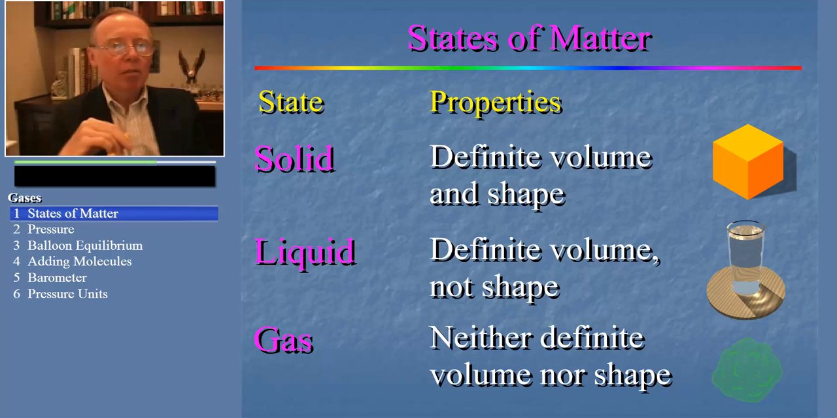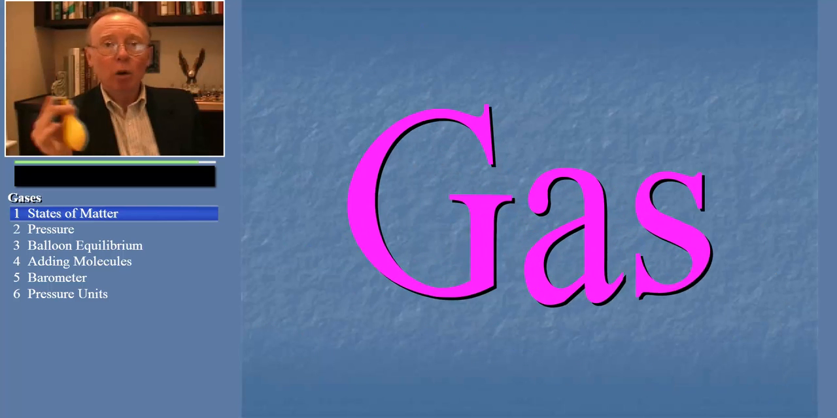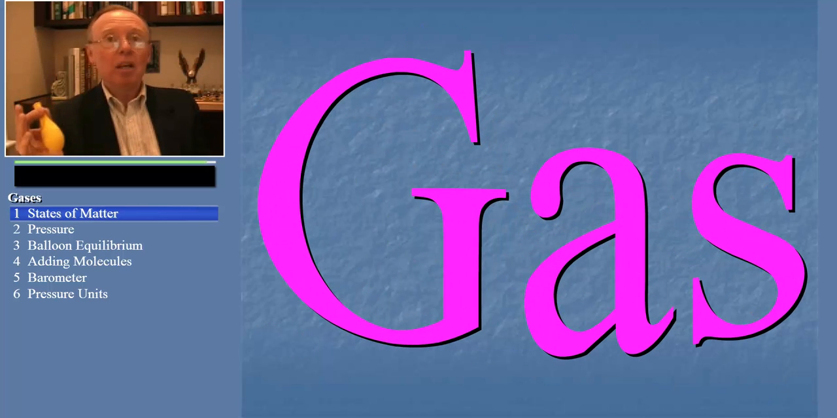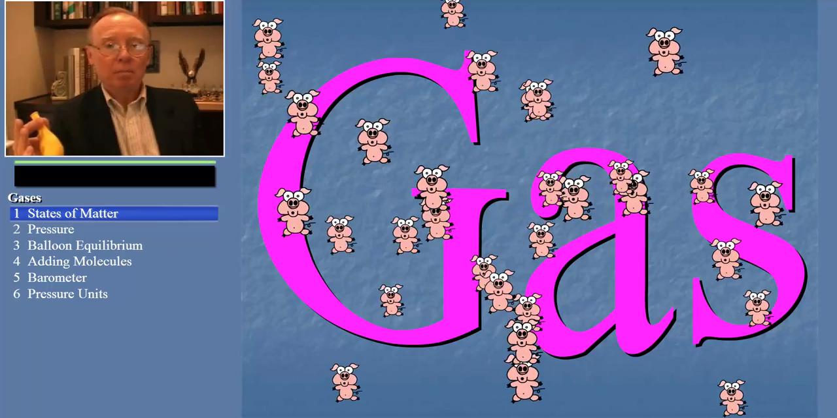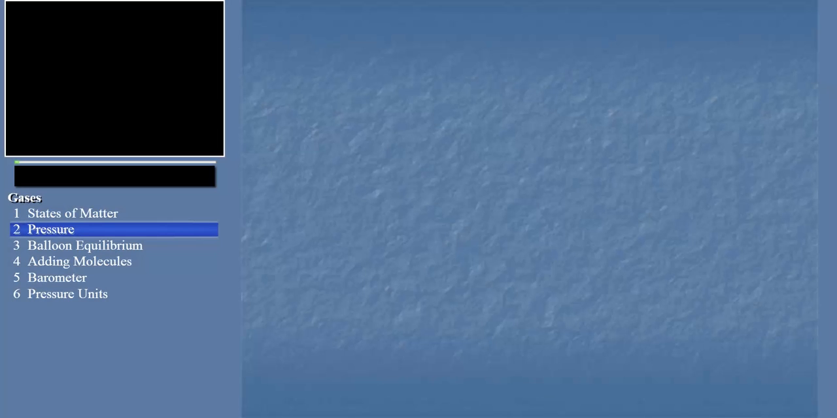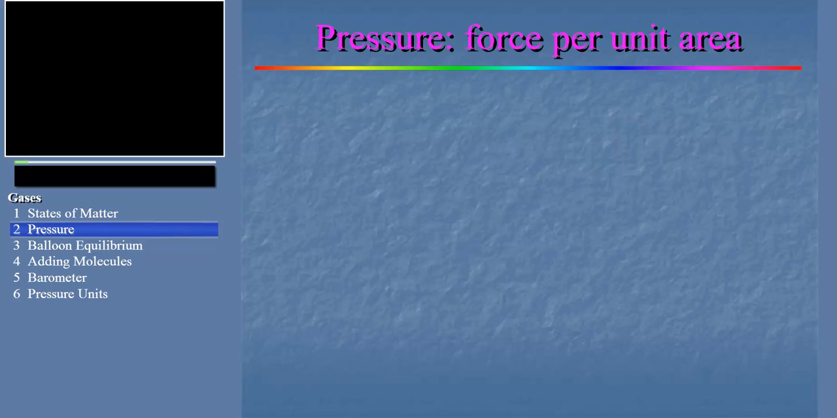Now gases still have volume, and they still take up space, but the amount of space that they take up is variable. In fact, they always use up all the space that's available. And one way to look at this is that they are space hogs. One important property of gases is pressure. Pressure is defined as force per unit area that the gas exerts on its surroundings. Now let's see how this idea of gases being space hogs relates to pressure.